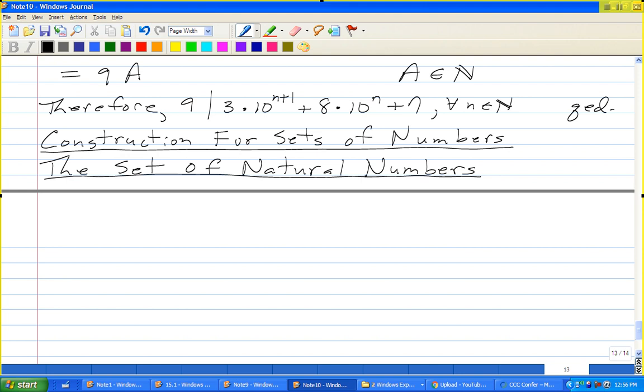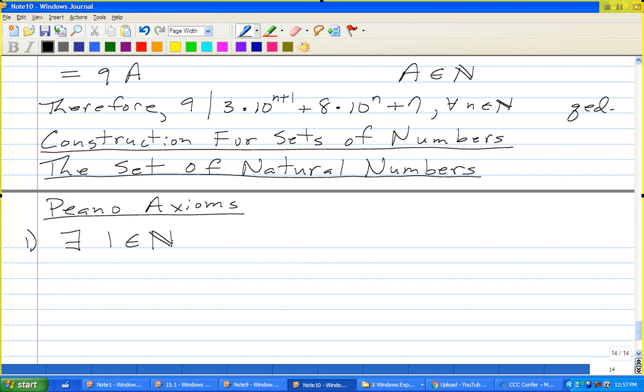So with the set of natural numbers, there are these axioms called the Peano axioms, named after the person Peano. I forget his first name. So the Peano axioms. They state the following. There exists some number, 1, and that number 1 is a natural number. So there's some special number, I'll call it 1.